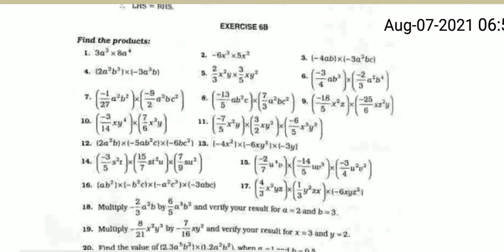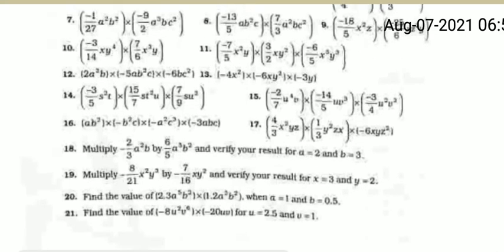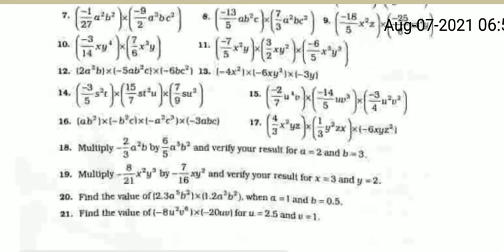Today I am going to discuss mathematics exercise 6b of the chapter algebraic expressions. In the previous class, we learned question number 1 to question number 13. So today, we will learn from question number 14 to question number 21.